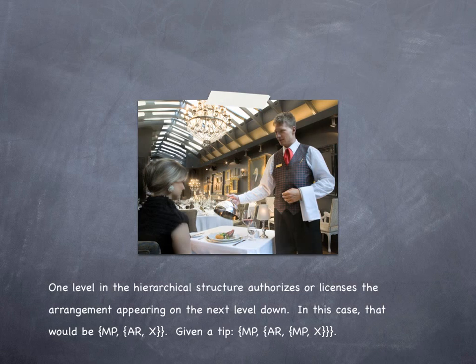Now, here's the point that I want to make. The important point here is that one level in the hierarchical structure authorizes or licenses the arrangement appearing on the next level down. So yes, it's true that this is authority ranking. And it's true that this occurs in a society that's structured by an ethos of libertarianism, which is market pricing. But that's fine, because this man freely agreed to be a waiter. He entered into a contract with the patron or boss of the restaurant that he would do this. And the customer freely entered the restaurant and agreed to play this role. Because of that agreement, this is okay. There's nothing wrong with it.